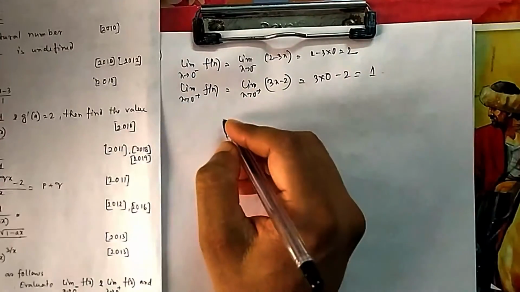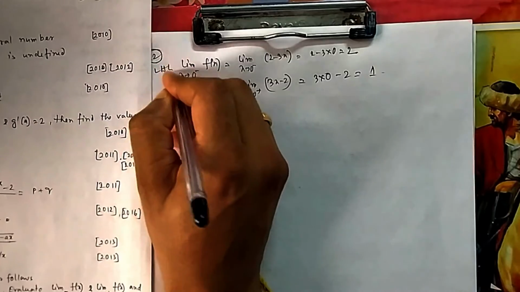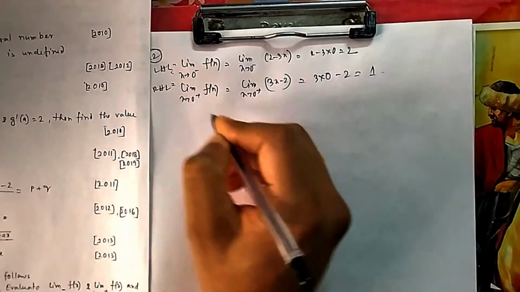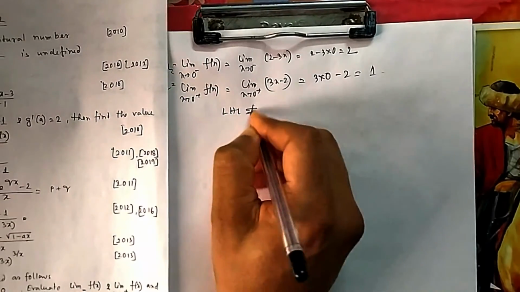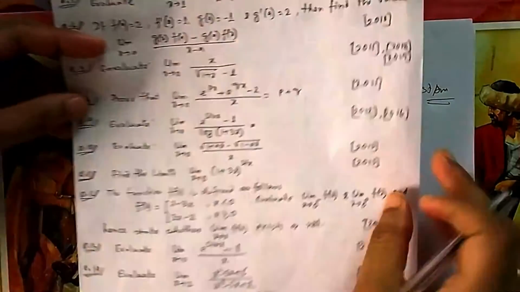So these two are not equal. This is actually the left hand limit, this is actually the right hand limit. So LHL is not equal to RHL, the limit does not exist. So that is your answer.